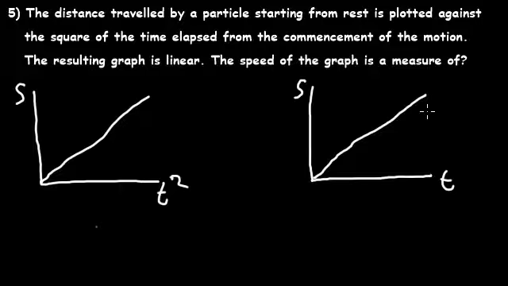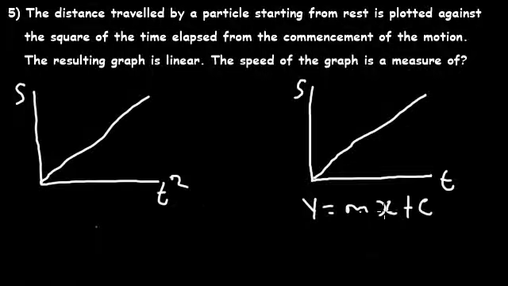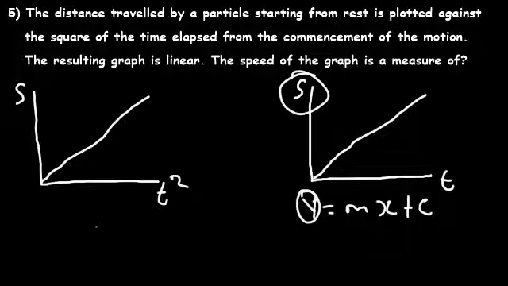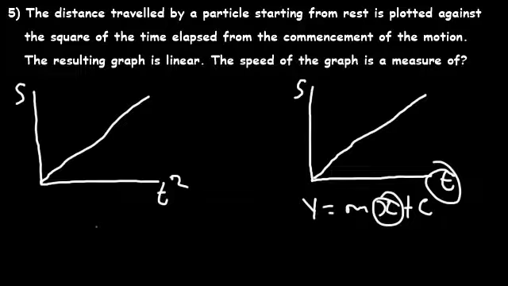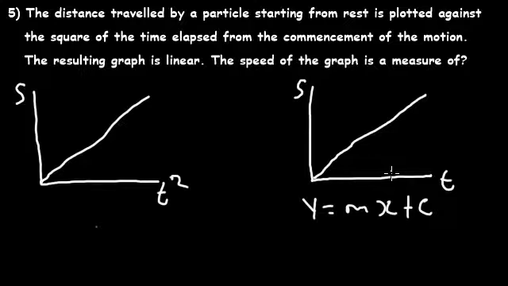From our knowledge in coordinate geometry, for those that take pre-calculus, we know that the equation of a straight line graph is y equals mx plus c, where y is the quantity on the vertical axis, which is in this case distance, and x is the quantity on the abscissal or horizontal axis, which is time in this case. Now c is the point of intersection.